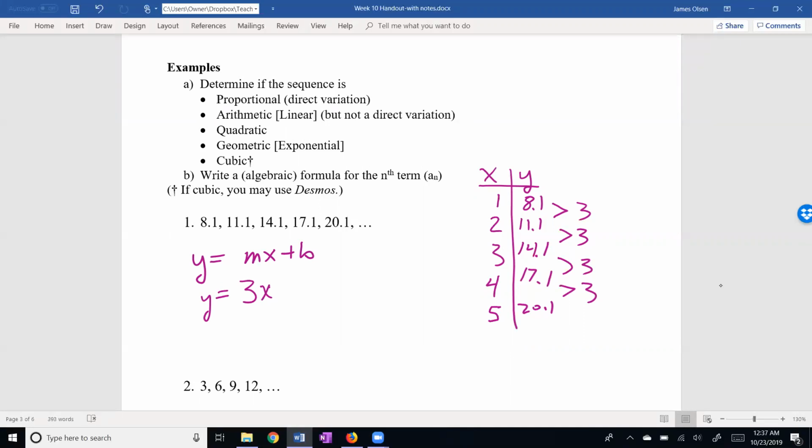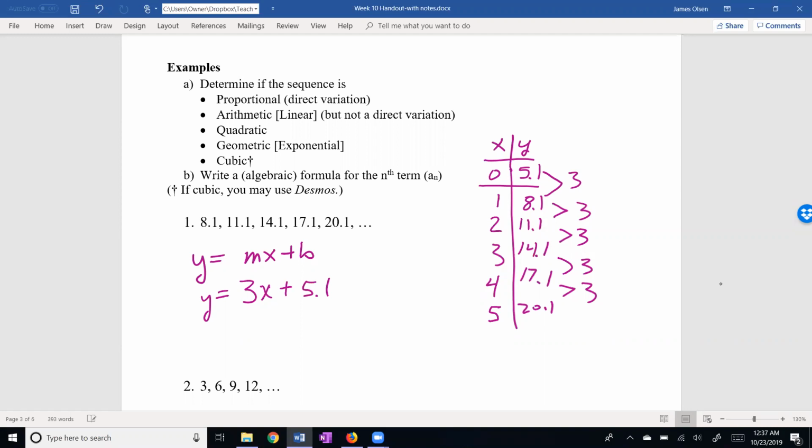Then what we need to do is recover the starting value for x equals 0. So let me make a little space for x equals 0. Well, the common difference is 3. I'm adding 3 coming down the list, which means I'd have to subtract 3 to get up here, which is 5.1.